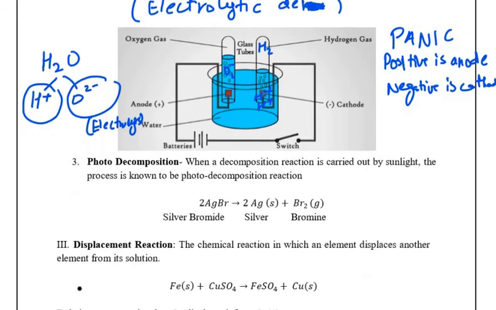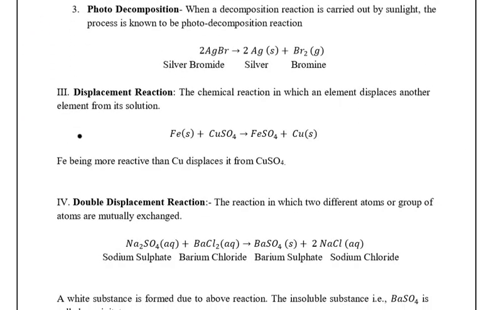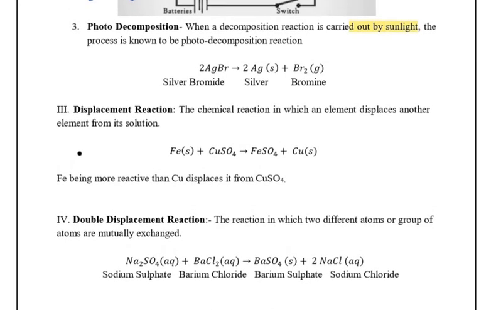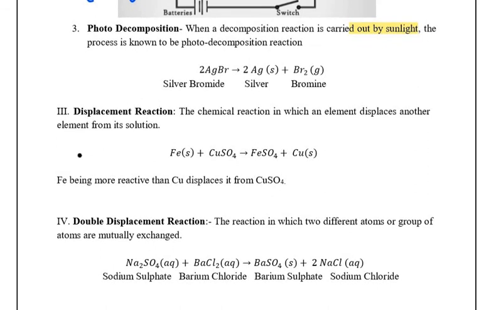Now the next is photodecomposition. Photodecomposition is a decomposition reaction carried out by sunlight. So whenever we do any experiment related to sunlight, we consider it a photodecomposition reaction. Again, one very important example here is silver bromide. When you keep silver bromide in sunlight, it gets reduced to Ag and bromine. Now how would you say that it has been reduced? See, this is bromine gas, and on the other hand we have silver bromide, which is of red color, or I think brown color.